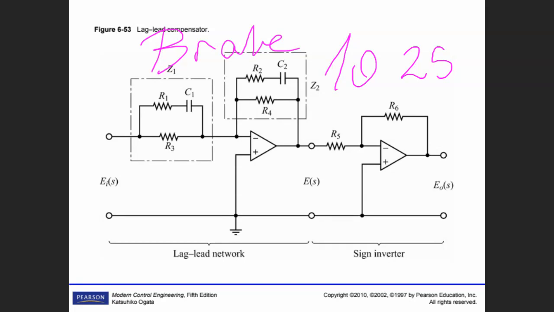But you can select 11, even higher than this. But generally speaking, 10 is a good one. And you are going to add one zero and one pole. But in that case, the pole is almost equal to the origin, a very, very low pole, almost zero, almost the origin value. And also the zero is very near to this.